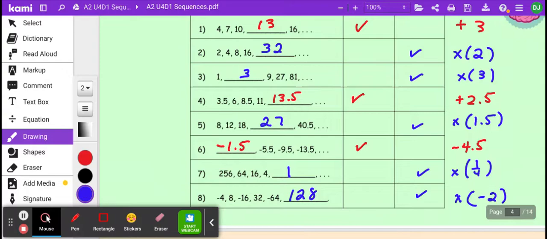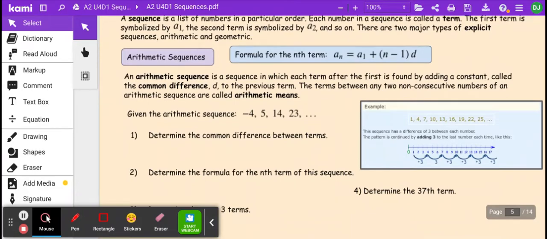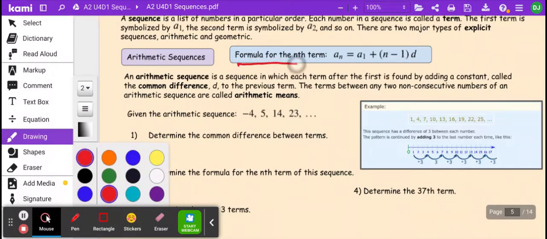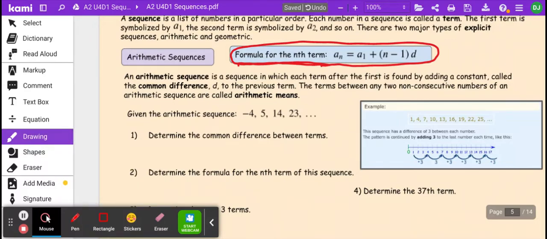So now we're going to take a deep dive into the arithmetic sequence. Take a look. When we talk about an arithmetic sequence, we talk about what we call the explicit equation. That's a fancy term, basically, for right here where it says formula for the nth term. And the good news for you guys, you're going to love this: you don't have to memorize it. It's on the reference sheet. But you do have to know how to use it and what it means.